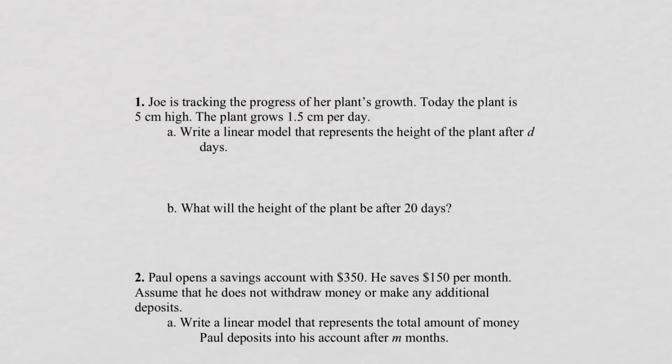So we will begin by utilizing slope-intercept form. Remember y equals mx plus b, where y is our ending value. So we can still use y because it said after d days.